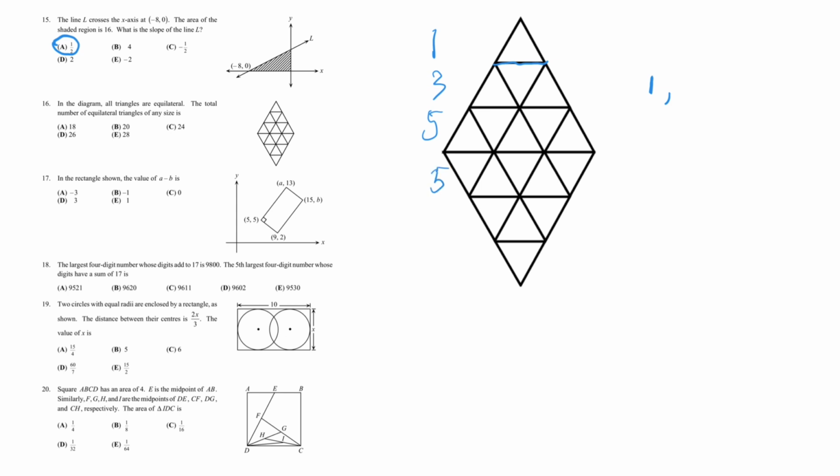That's 5, 3, 1. So the total is 18. Now the side length is 2. This is 1, 2, 3. So inside the top the triangles have 3. Same thing for the bottom, it has 3.